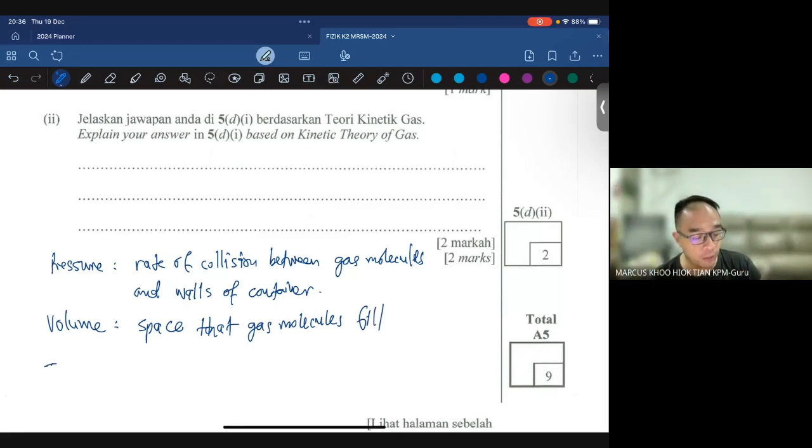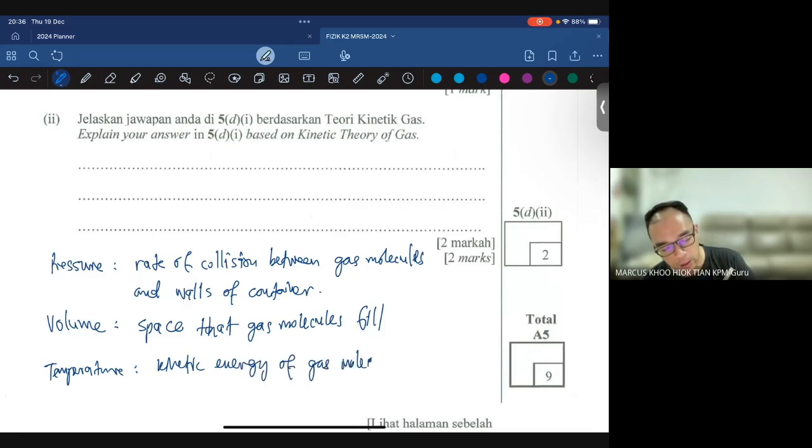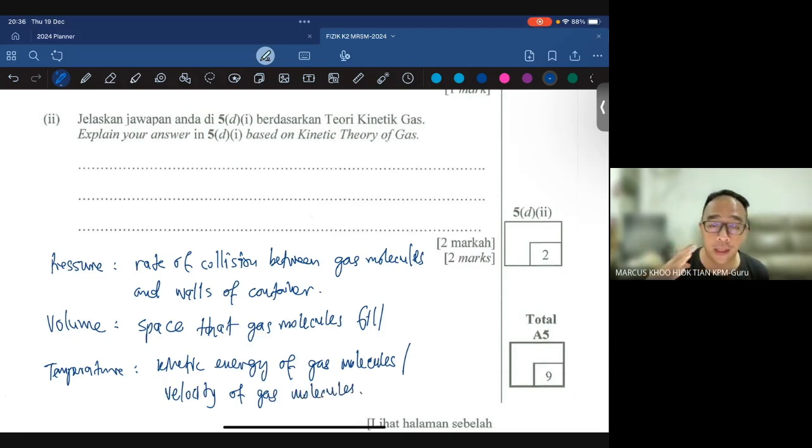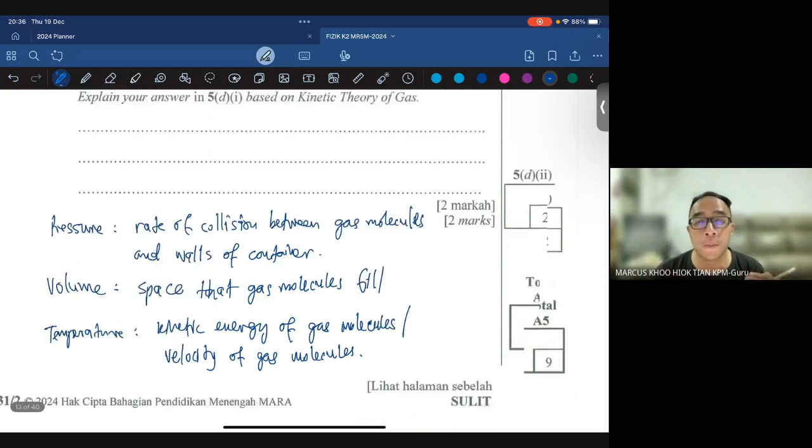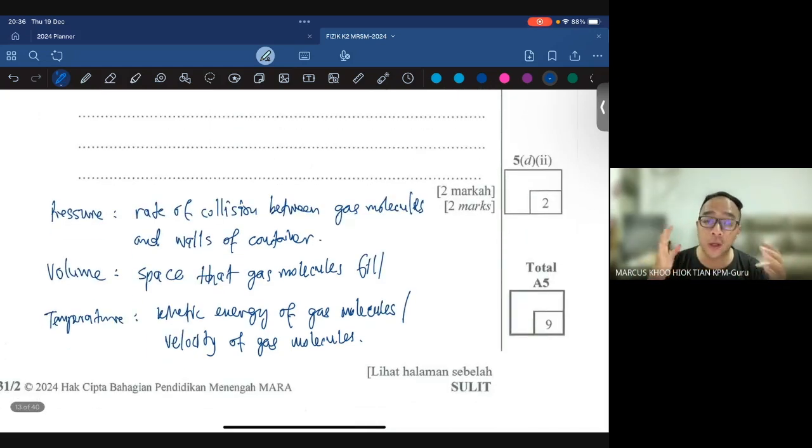And of course, if you're talking about temperature, you're talking about the kinetic energy of gas molecules. Also you can say the velocity, or the speed of the gas molecules. Okay, so whenever you talk about kinetic theory of gas, you have to talk about this. And since Boyle's law is pressure and volume, we want to talk about this.